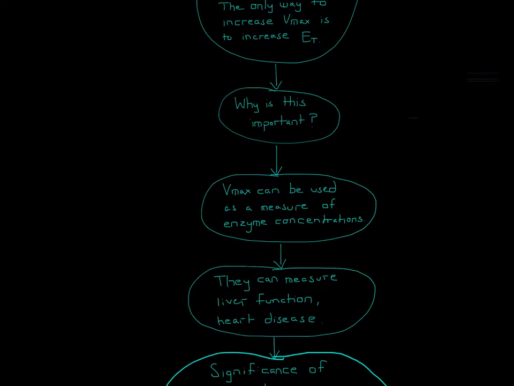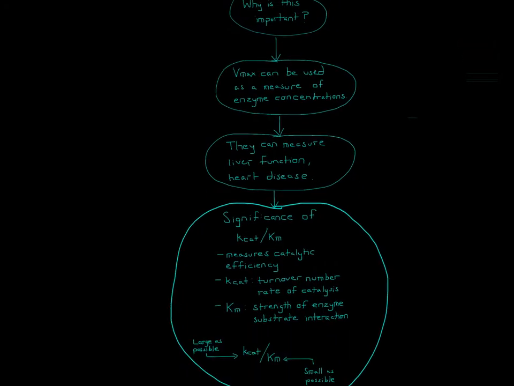So why is this important? Well, Vmax can be used as a measure of enzyme concentrations. This is clinically important, right? It's not just fun to know, but it's clinically important in medicine, where you can measure liver function and heart disease based on this Vmax.